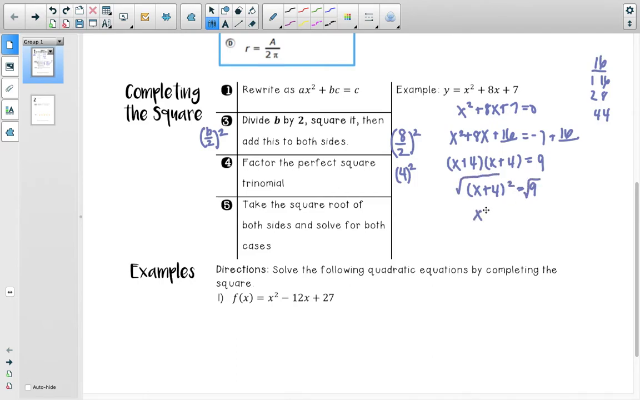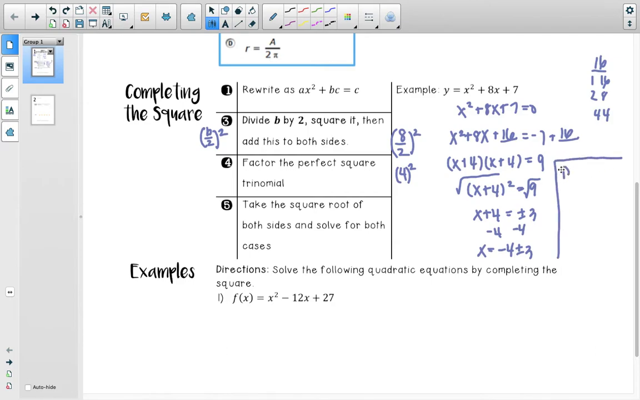Okay, and that leaves you with x plus 4 equals plus or minus 3. That's important right there. Okay, and we need to solve for the x, so we subtract the 4 over, and that leaves you with x equals negative 4 plus or minus 3. Now, without realizing it, that leaves us with 2 answers.